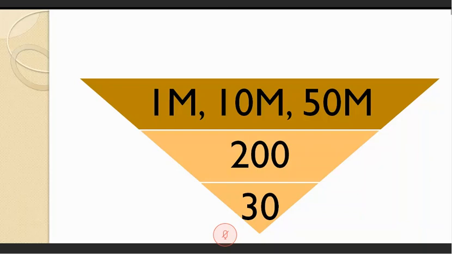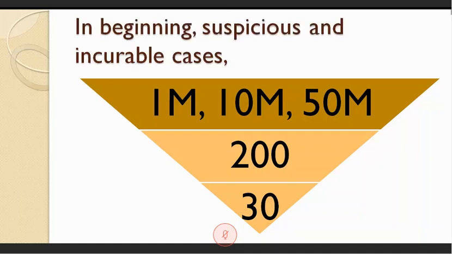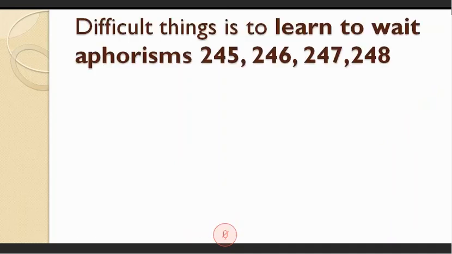The history is not clear from the patient. So at that time, begin with 30 potency. You can wait, then go to 200, then to the higher potencies, 1M, 10M and 50M. Okay? At that time, you do not directly jump to 1M or 10M potencies if the case is not clear. You can give 30 potency, wait and watch, and increase the potency after the next follow-ups. And what is difficult to learn is to wait.